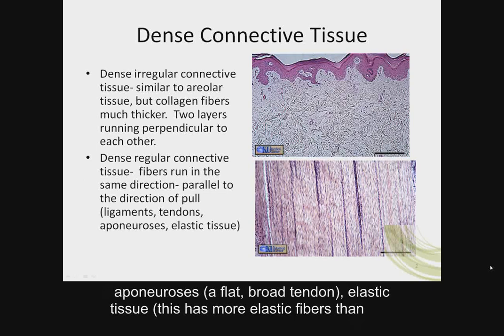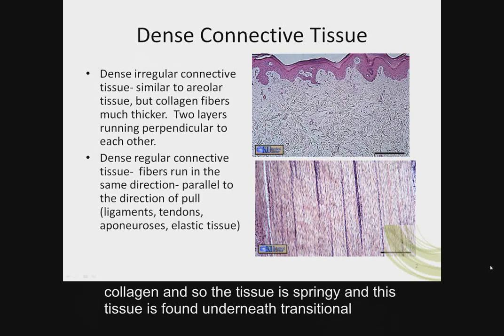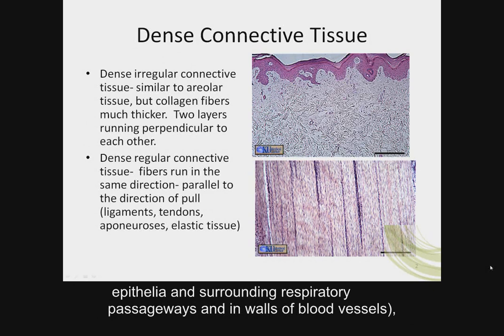Elastic tissue has more elastic fibers than collagen, and so the tissue is springy. This tissue is found underneath transitional epithelia, surrounding respiratory passageways, and in walls of blood vessels. And ligaments. These resemble tendons, but connect one bone to another.